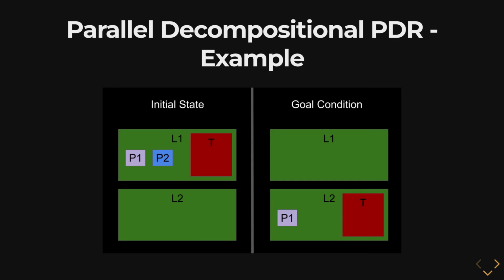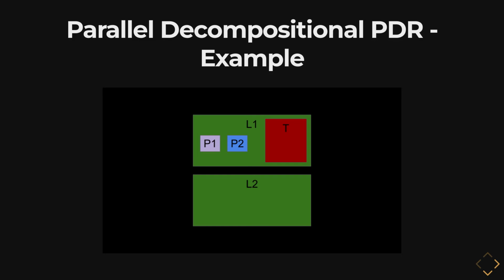As an example, consider the previously mentioned logistics problem. In our initial state on the left, we have two locations with two packages and a truck at location 1. Our goal condition is that the truck and package 1 are at location 2. If we were planning for this normally, we would put package 1 in the truck, drive the truck to location 2, then unload the truck.